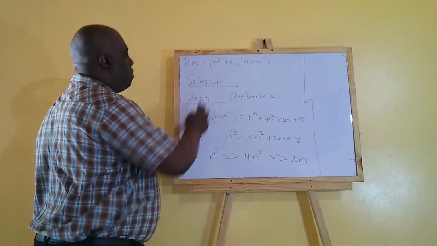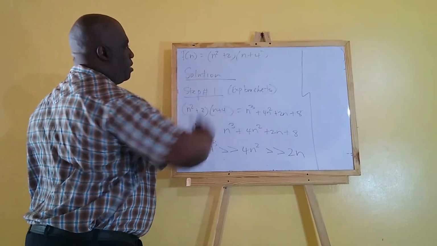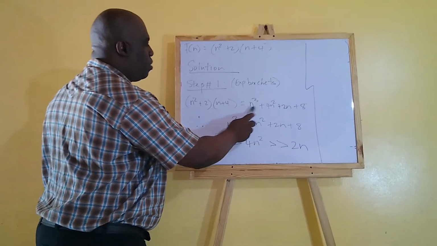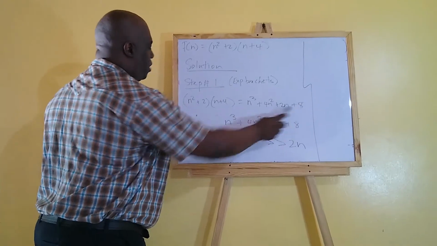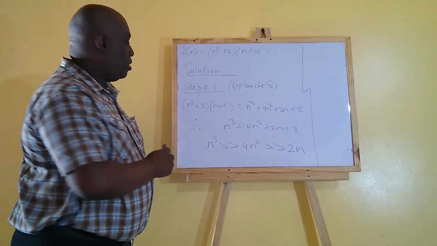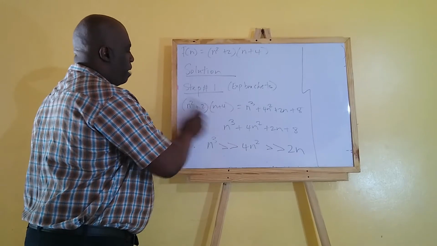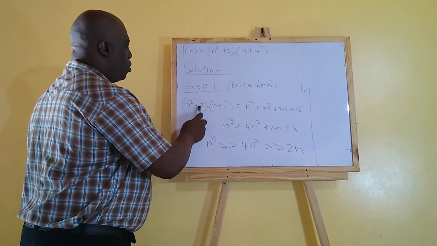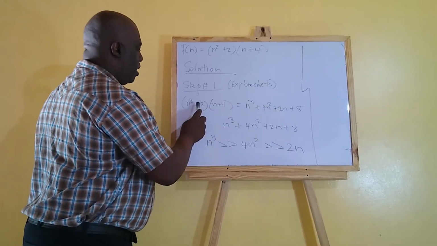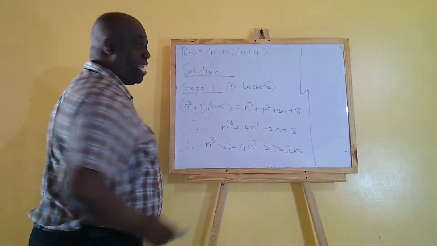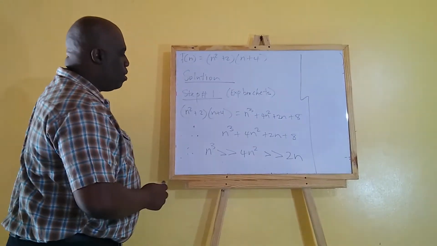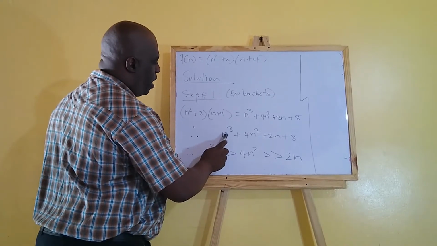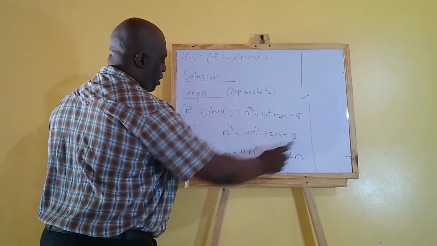We are suggesting as step 1 that we expand the brackets, because as you can see we have a factoring. When you expand the brackets, we get n cubed plus 4n squared plus 2n plus 8. And that should be obvious for all of us. We simply expand. N squared times n gives us n cubed. N squared times 4 gives us 4n squared. 2 times n gives us what? 2n. And 2 times 4 gives us 8. Accordingly, this particular function f of n is now n cubed plus 4n squared plus 2n plus 8.